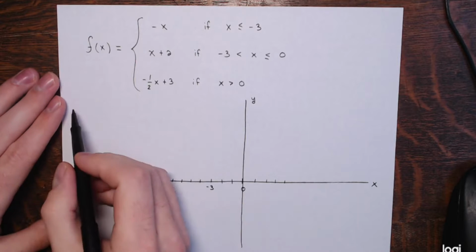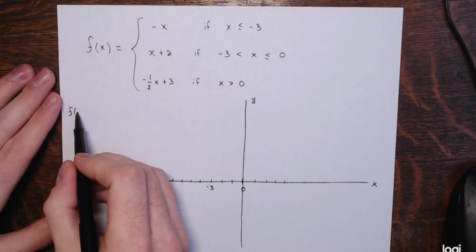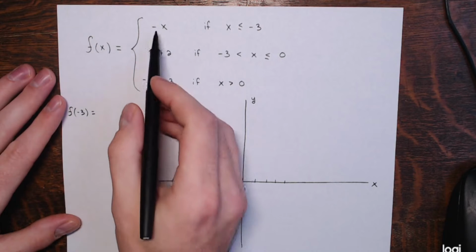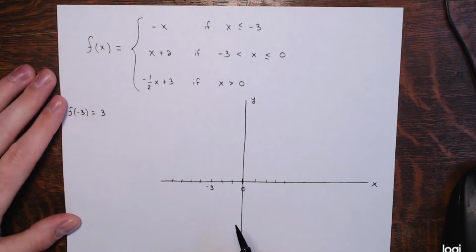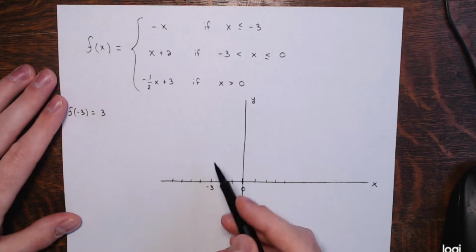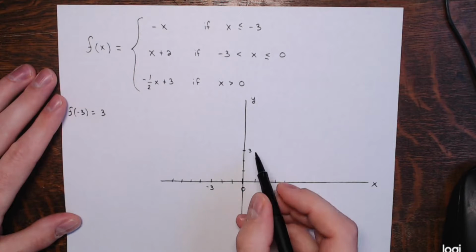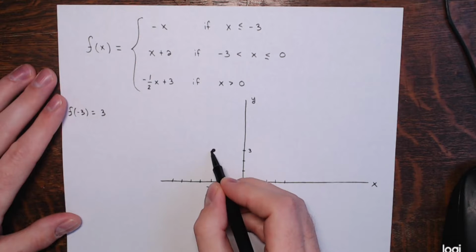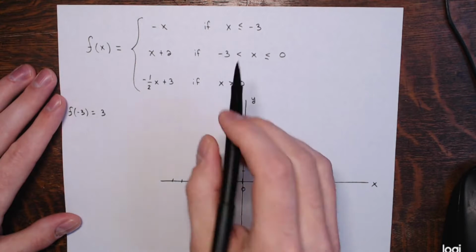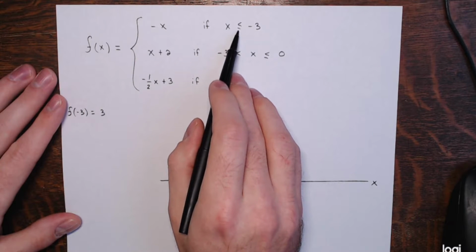So if I plug in values there, what's f of negative 3? It would just be the opposite of negative 3. It should be positive 3, right? I'm just using this top rule. So negative 3, 3 will be on the graph. And it'll be a solid point, right? Because negative 3 is actually part of this piece, right? It's for values of x less than or equal to negative 3.